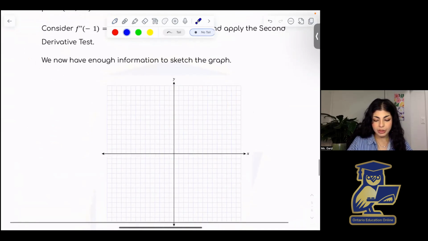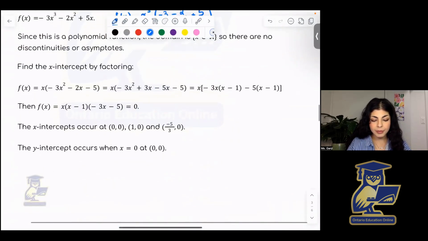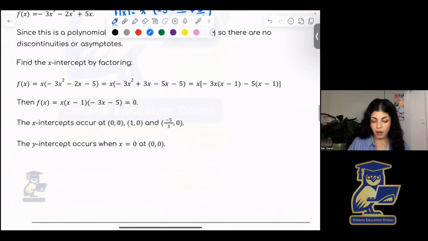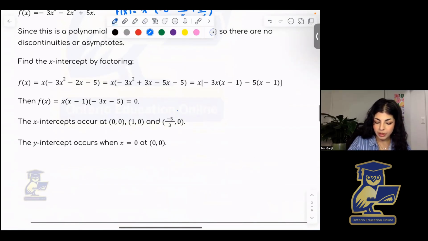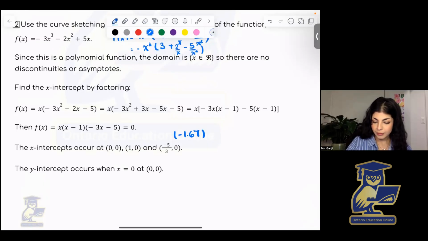Now we have enough information to sketch the graph. So I am going to go back a little and do this step by step. Starting with my x-intercepts, so 0, 1, and this one we can approximate here as well. So we can do negative 1.67. Oh, it's a point there.